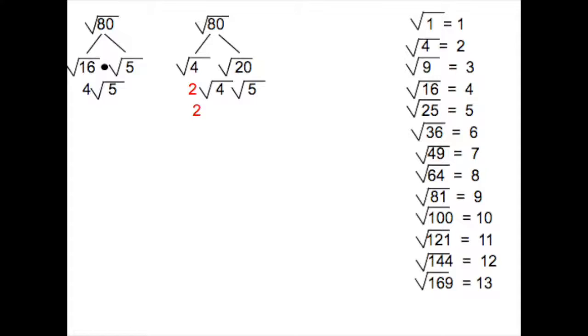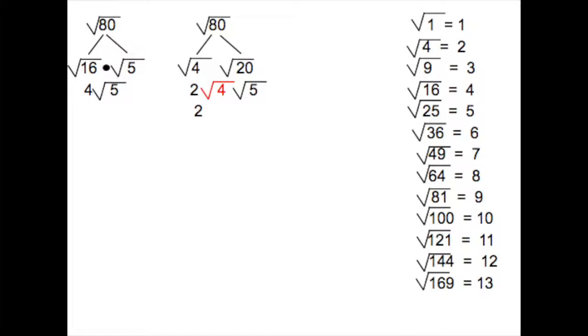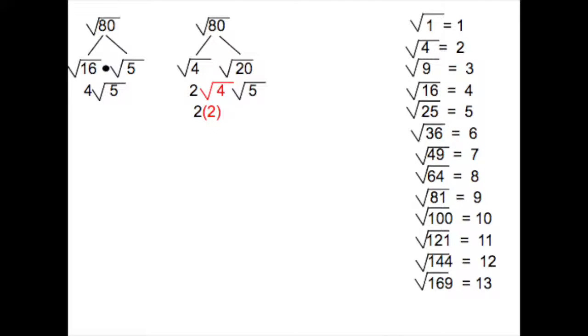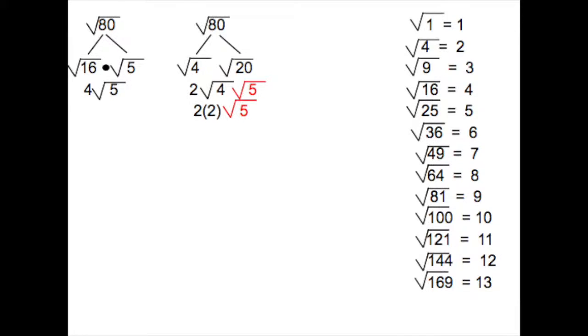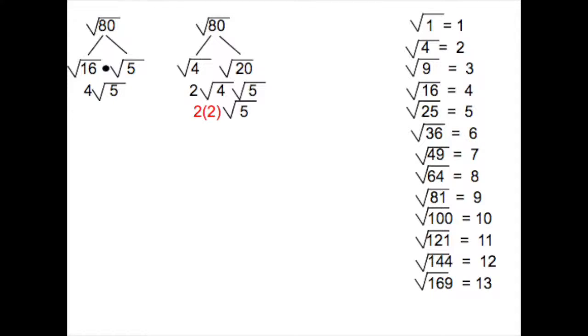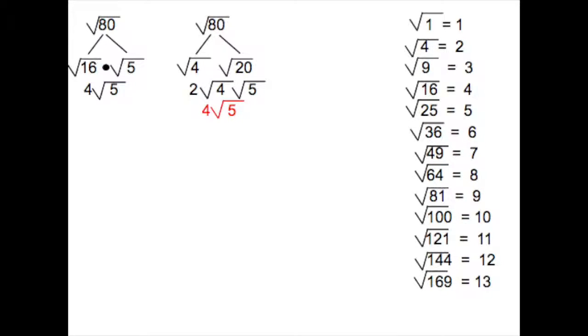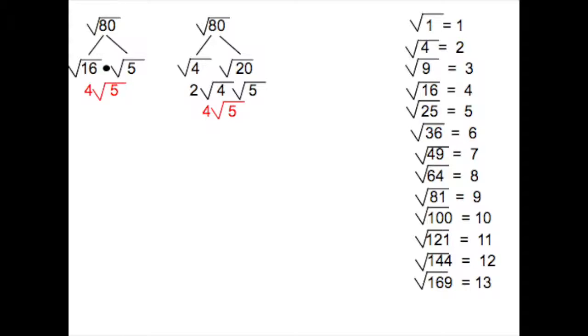So we have our original 2 multiplied by the square root of 4, which is 2, times the square root of 5, which cannot be simplified anymore because it contains no perfect square factors. So it stays as the square root of 5. 2 times 2 can be simplified to 4. And we are left with a final simplified answer of 4 times the square root of 5, which is the same answer that we got in our first attempt.